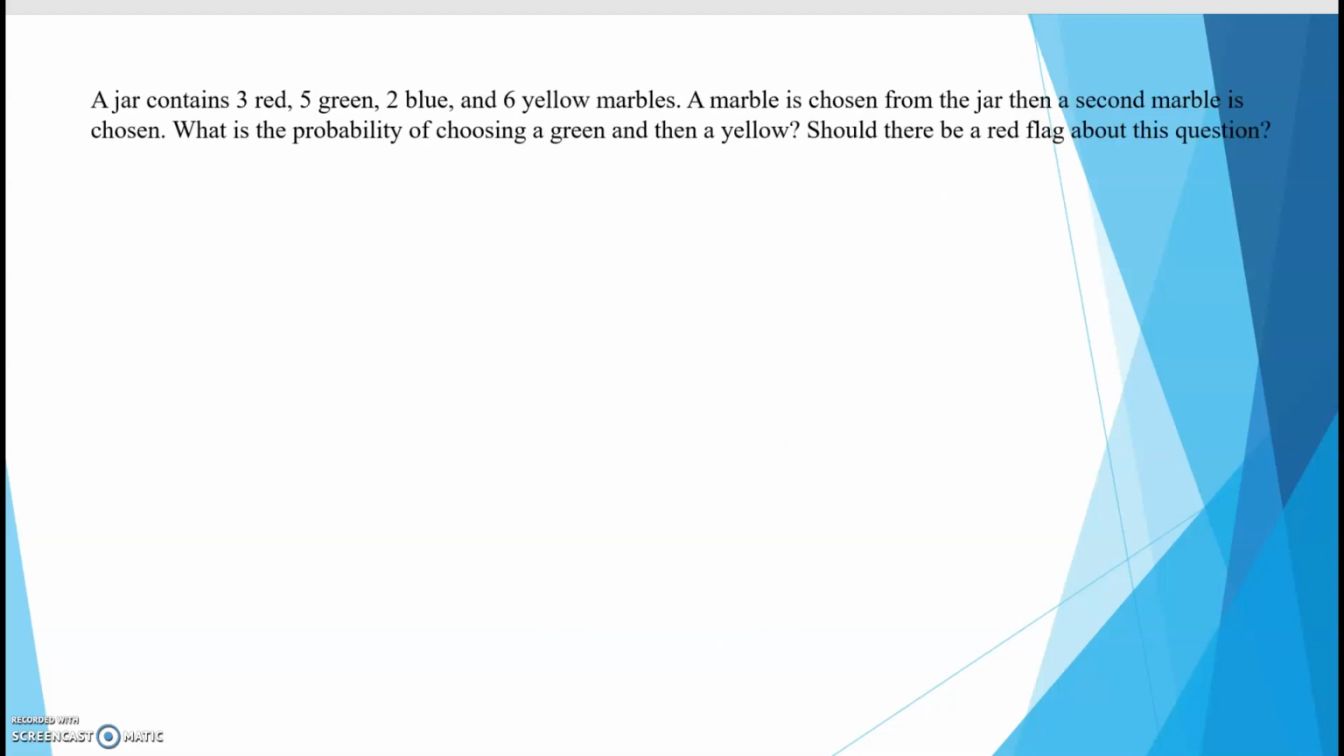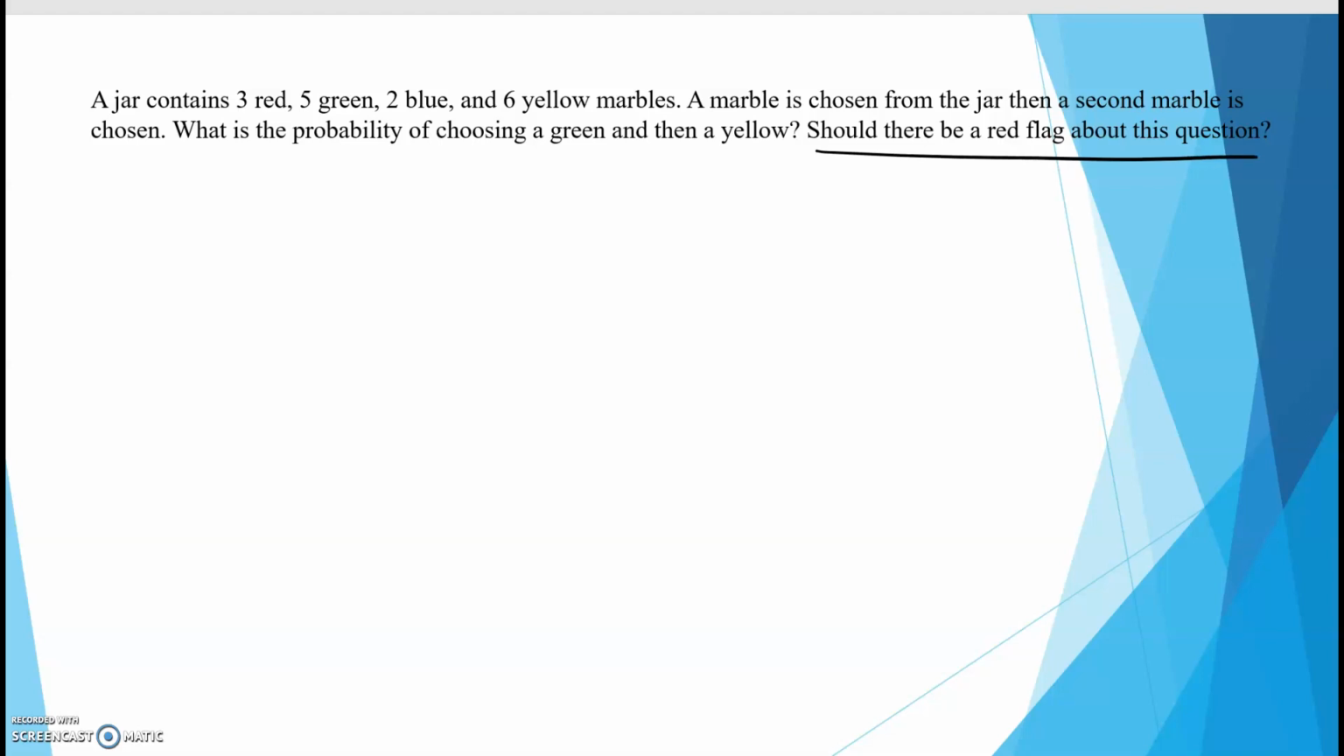Okay. Say you've got a jar that contains 3 red, 5 green, 2 blue, and 6 yellow marbles. A marble is chosen from the jar, then a second marble is chosen. Number 1, what's the probability of choosing a green and then a yellow? And 2, should there be a red flag about this question? Well, I guess since I'm asking that, there probably is.